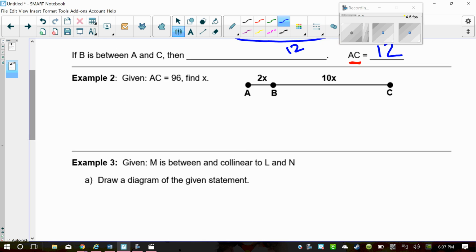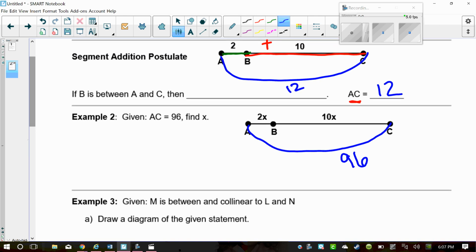Given that A to C is 96, so A to C is the whole thing again, right? And that's 96, find x. So we're going to do the same thing, except we have variables this time. We're going to add them up. The first one was 2, right? So in this case, it's 2x. The second part was 10. Now it's 10x. And then they give us the answer. They tell us it's equal to 96.